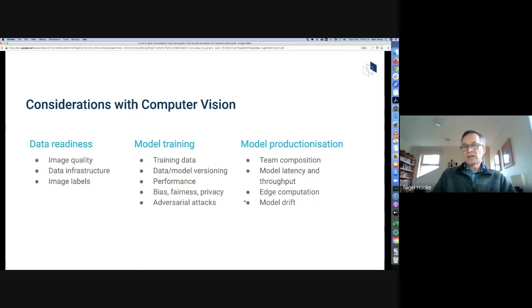And finally, when your model is ready to take into production, you still have a few challenges ahead of you. You need to put together the right kind of team, a cross-functional team with skills ranging from understanding about computer vision and machine learning and data management through to conventional software engineering techniques. You have to pay attention to how long it's going to take the model to process each image and what is the likely throughput of your application given the kind of demand you're expecting of it.